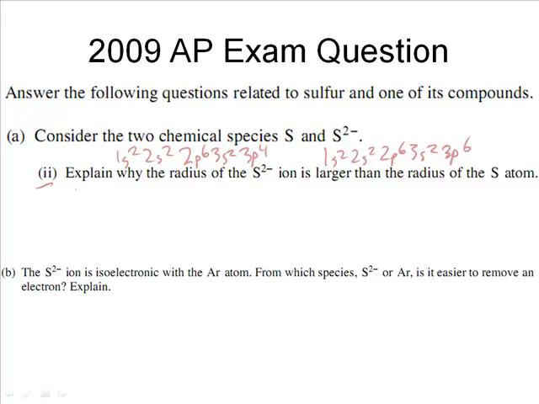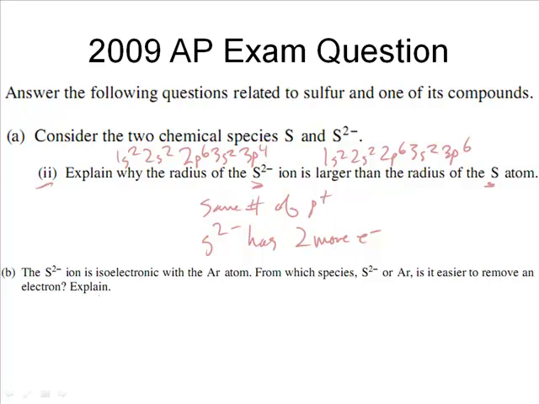And then part 2 asked you to explain why the radius of the S2 minus ion is larger than the radius of the S atom. Hopefully you would recognize the fact that they both have the same number of protons. However, S2 minus has 2 more electrons to attract. The more electrons there are to attract, the weaker the attraction becomes, making the atom therefore bigger.